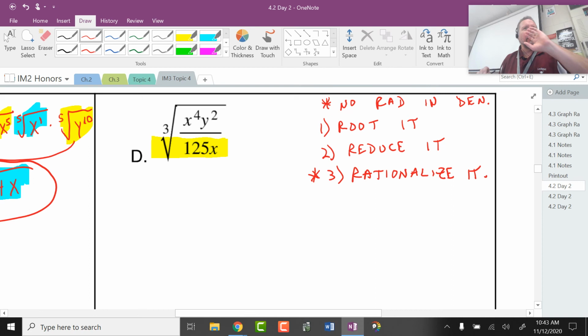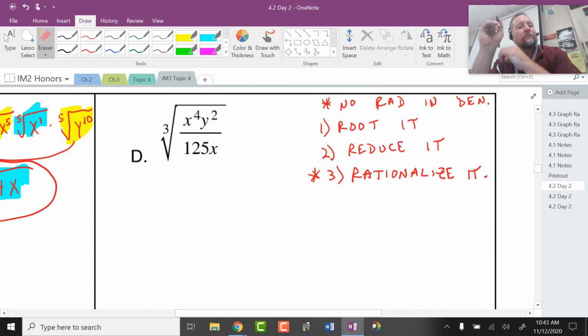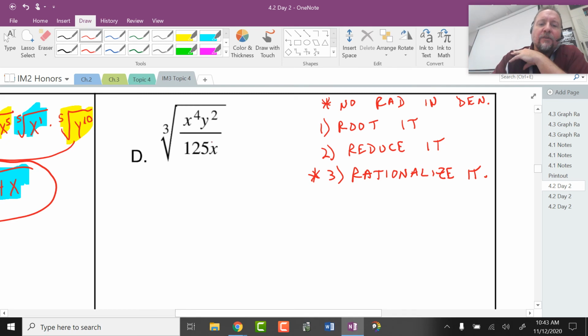Okay. All right. So who are we on here? Ryan? Ryan, can we reduce anything in this fractional radical? You're right. So let's not say the 125. What about the x? How can we reduce it, or what can happen to this x? Well, let me look up here. This is what I mean about reducing. What can happen there?